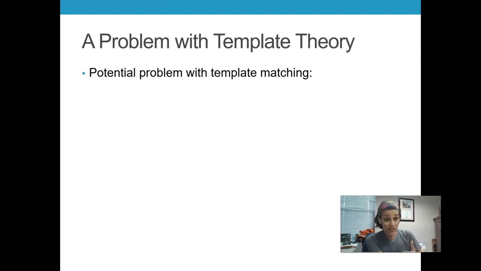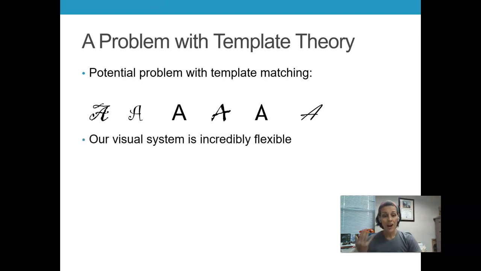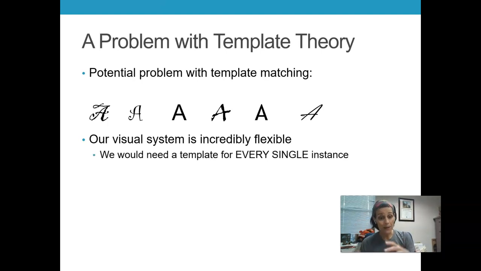And remember that most of this is being done with letters. All of these are the letter A, and you probably recognize them all as the letter A really quickly. Our visual system is really flexible. You know that these are A's despite differences in orientation, differences in font, differences in size. However, the template theory basically says for you to notice that all of these are A, you would have to have every single instance of that template stored. Each of these would be a template stored in your mind.